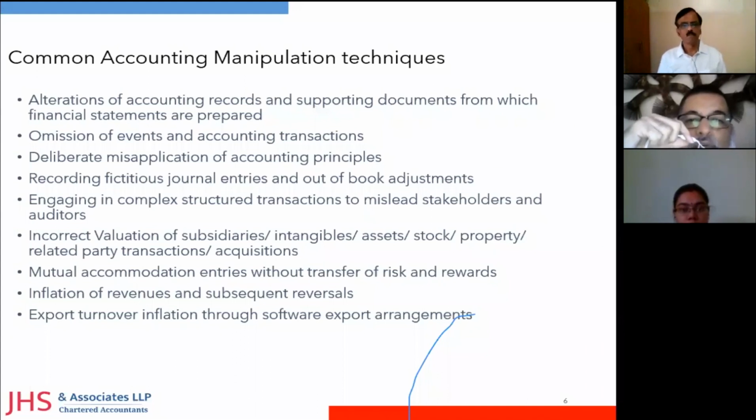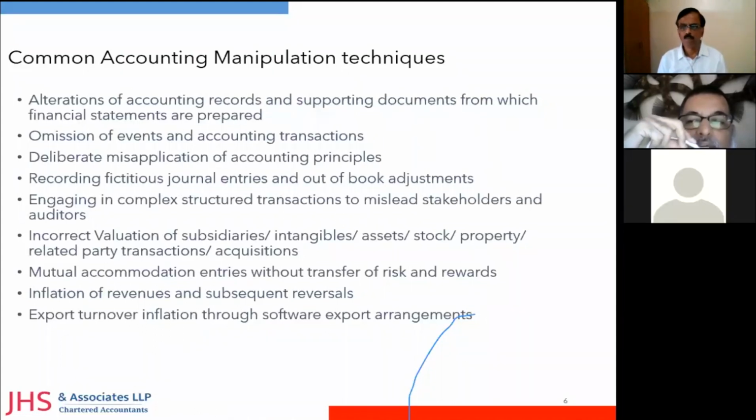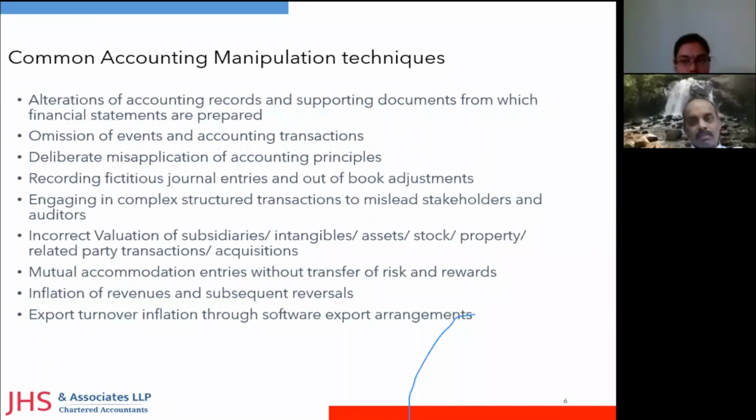Deliberate misapplication of accounting principles is something that I dealt with in my earlier slide. Recording of fictitious journal entries and out-of-book adjustments. Most of the times we see in India that despite the most sophisticated ERPs in place like SAP, etc., as far as financial statements are concerned, these financial statements are prepared only on Excel spreadsheets, thereby leaving it vulnerable for the board of directors in terms of various adjustments that go onto the Excel spreadsheet. So one key internal financial control for us would be to verify the integrity of data in the Excel spreadsheets, the formulas in the Excel spreadsheet.